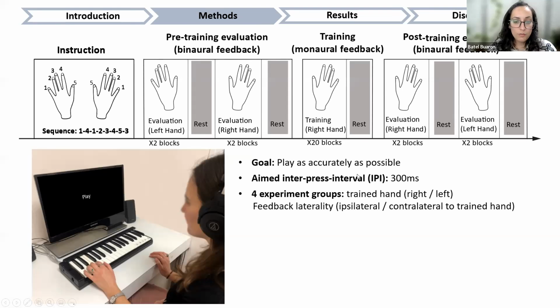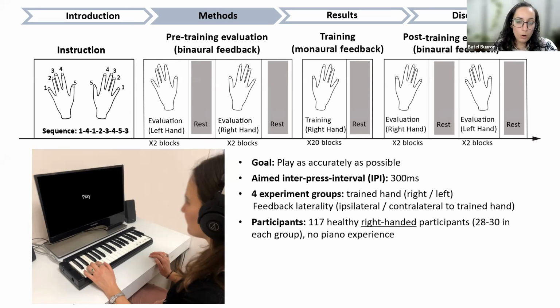We had in this experiment 4 experimental groups. One group that trained with the right hand and had feedback to the right ear, and one that trained with the right hand and had feedback to the left ear, and vice versa for the left hand. So all possible laterality conditions. Overall, we had 117 participants in this experiment. They were all right-handed participants, and they didn't have any prior piano experience. And we brought the participants for 2 consecutive training days.